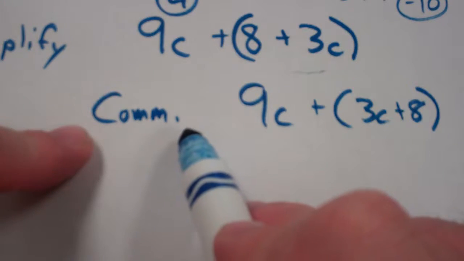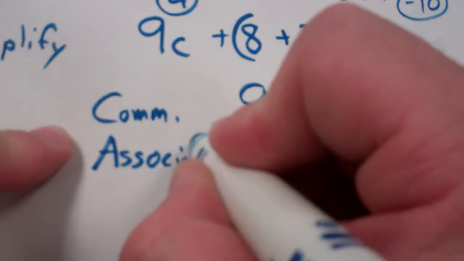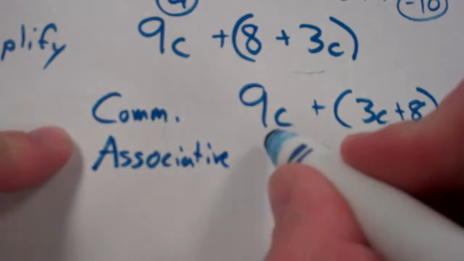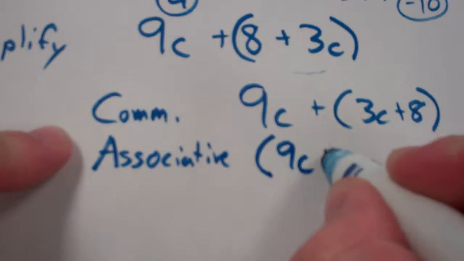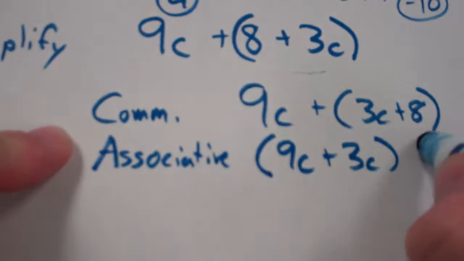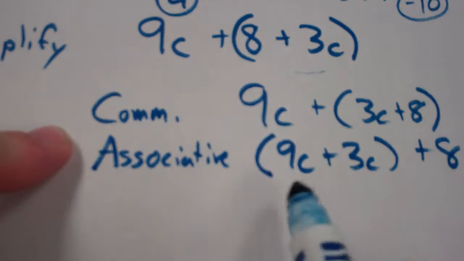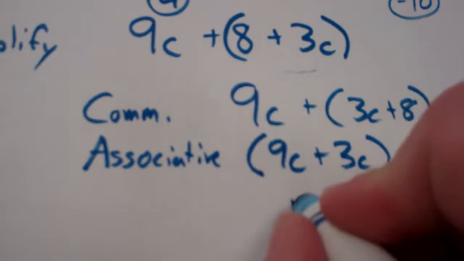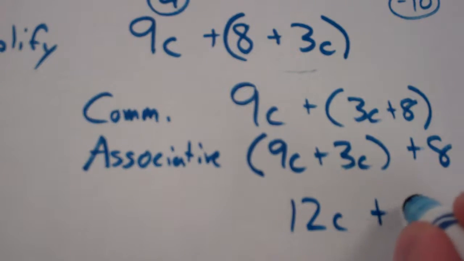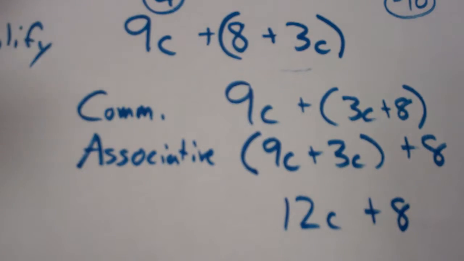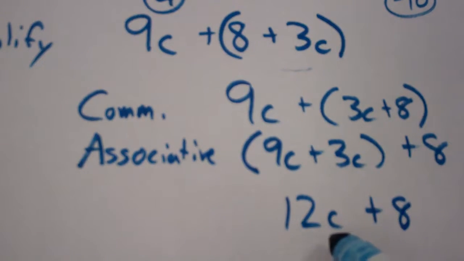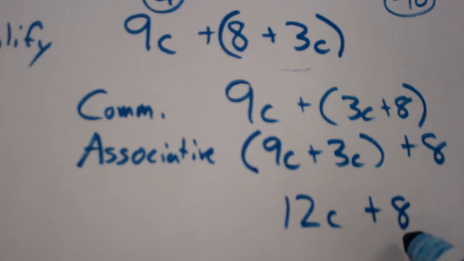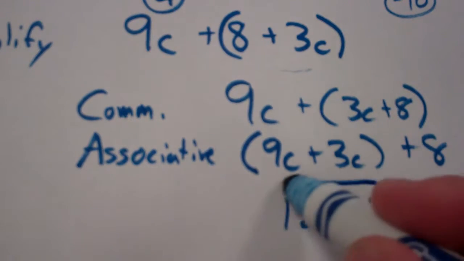Then, couldn't I say, according to the associative property, I'm going to put the 9c and the 3c together and leave the 8 separate. Now I've got my c's to where I can put them together. If I have 9c and I have 3c, I have 12c and I have 8. Now I have it simplified. I have all of my variable pieces together, all my constant pieces together, simplified, and we're finished.